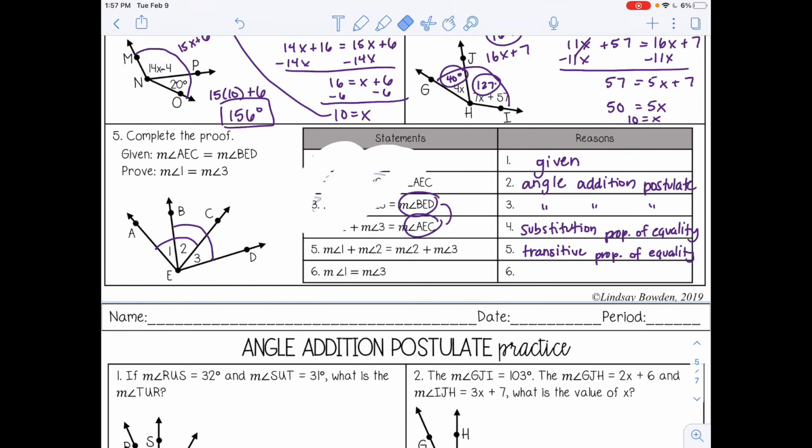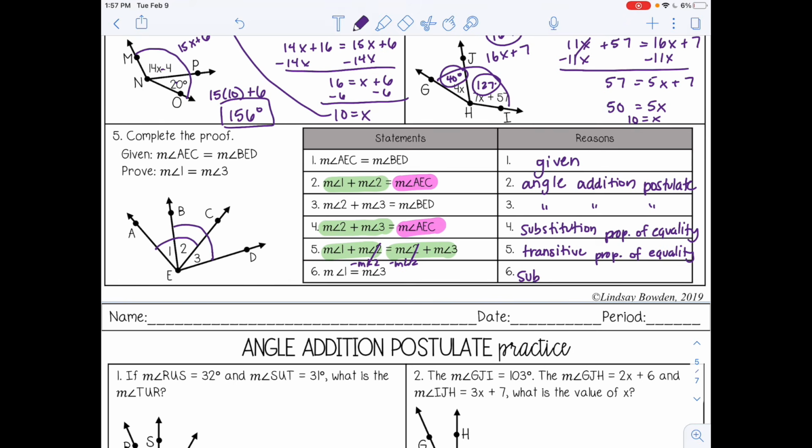All right, just so I can explain it a little bit better, we know that this and this are equal to the same thing. So then we can say that they are equal to each other. That is the transitive property. And then for step 6, it looks like we have just subtracted the measure of angle 2 from both sides, which you can do and still keep the equation true, so they cancel out. That is the subtraction property of equality.